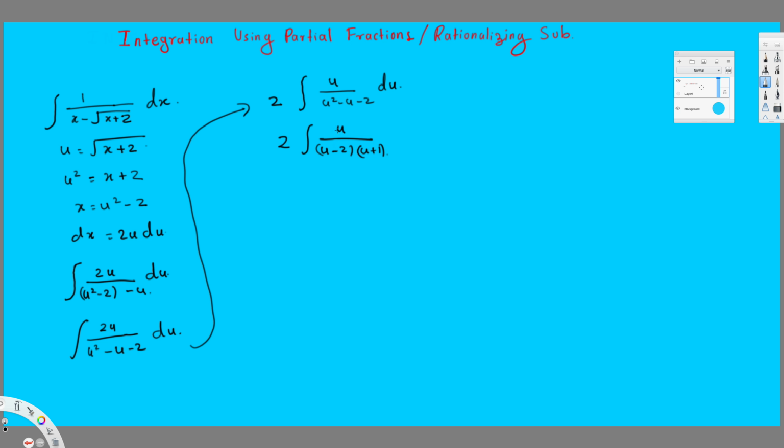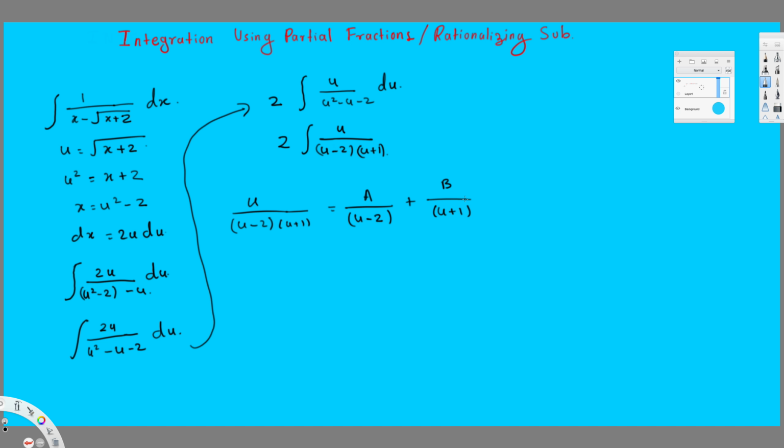Then I can bring in the partial fraction decomposition. Let's take this whole part alone and do the partial fraction decomposition. So if I take u minus 2 times u plus 1, we are going to have the u minus 2 first. Since this is linear, we are going to have A on the top, and then we have u plus 1 right here, plus B over u plus 1.